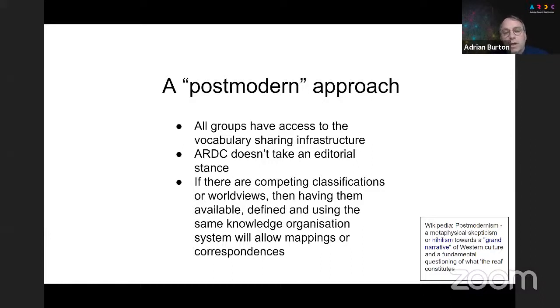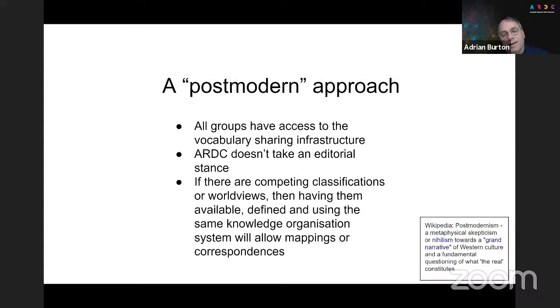The second one was that we don't take an editorial stance. Part of that is part of the academic approach: if I have a way of doing a taxonomy of eucalyptus trees and someone else has a slightly different one, we were not going to block access to our service just on the basis of different approaches to classification. And the third one was, if there were competing classifications or worldviews, and we had them available, defined, and using the same knowledge organization system, then we could allow mappings and correspondences amongst them.